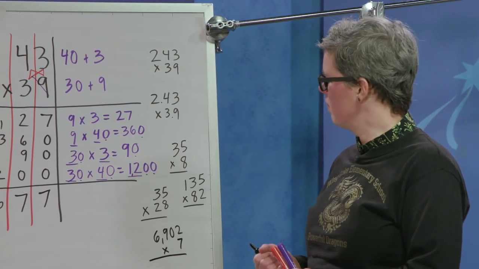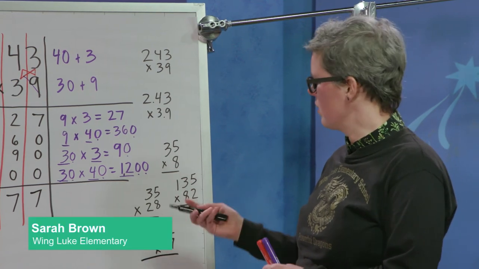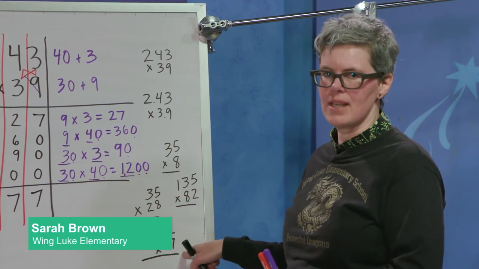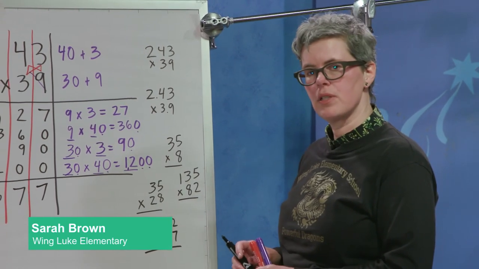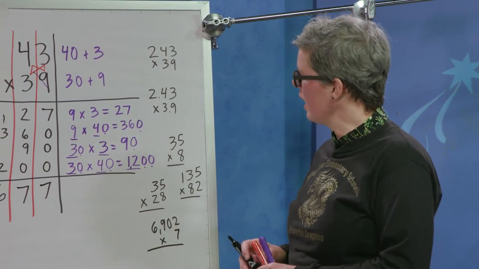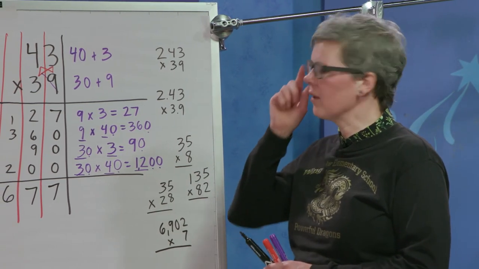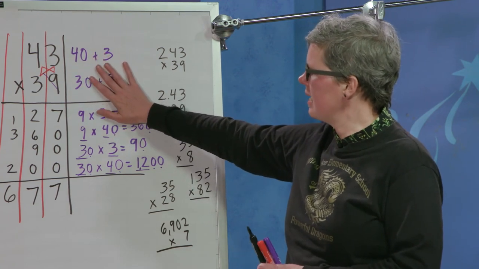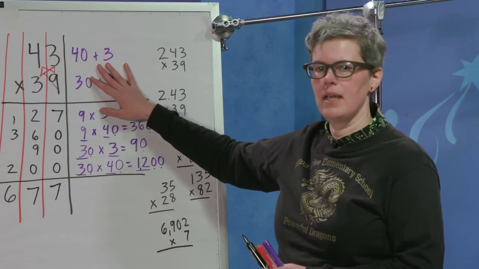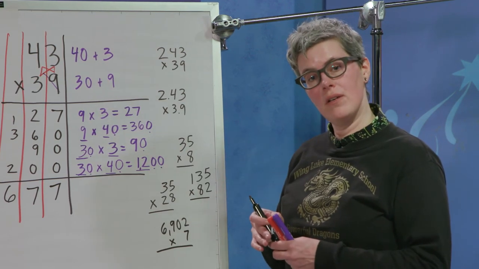And as long as you don't use too many zeros, because you know that like 6,000 times 7 is a lot easier than this problem here, you can really choose any numbers that you want. So good luck. In the next video, we're going to compare the area model from last time, the partial products method from today, and then get into the standard algorithm and see how they're all related. Okay? But for now, let's play a game.